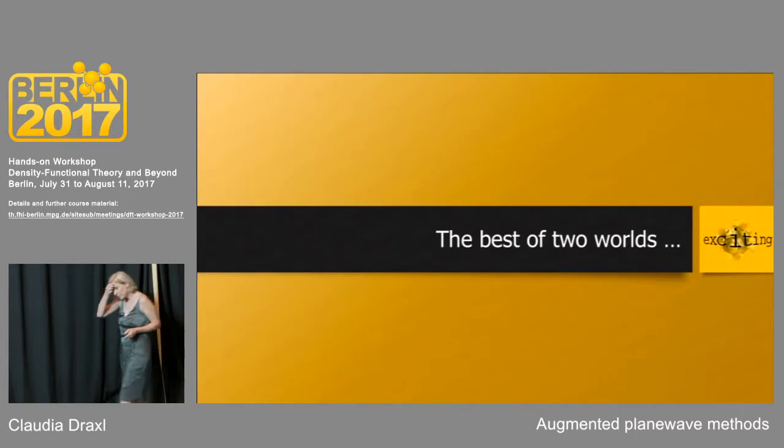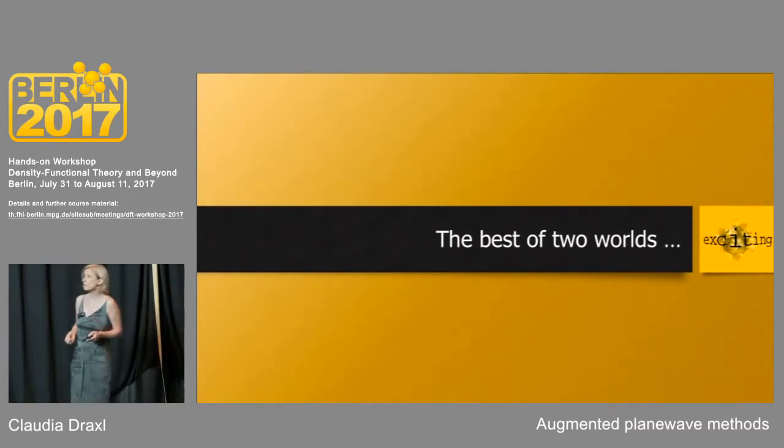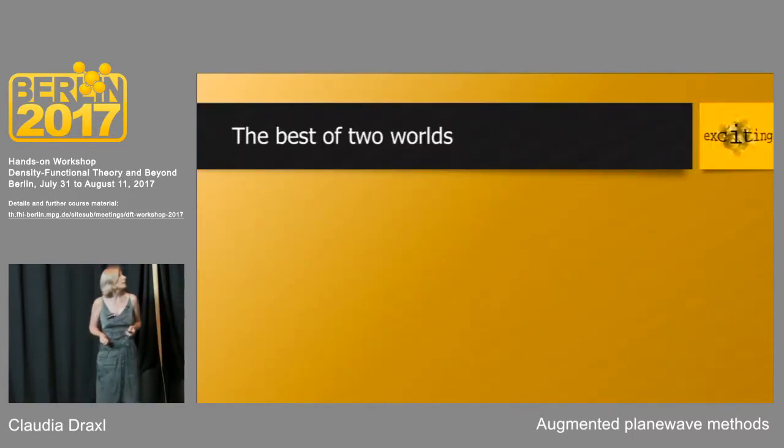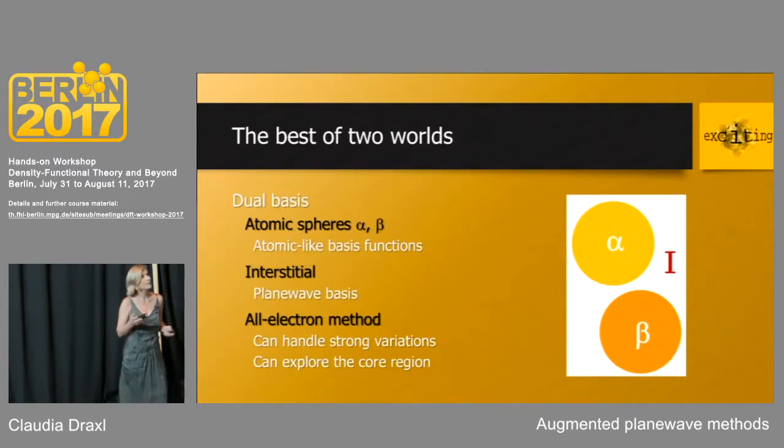So LAPW is combining what we call the best of both worlds. What does it mean? We have a dual basis set. If you look at this unit cell, then we distinguish between two different areas. One area is the so-called atomic spheres, labeled alpha and beta here, and everything in between we call the interstitial region.